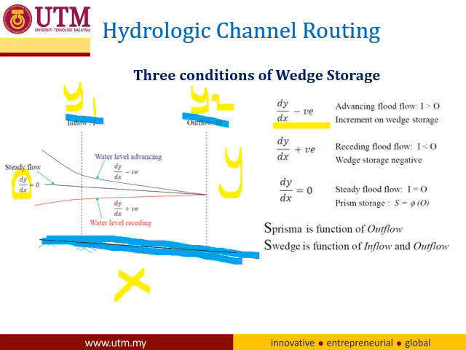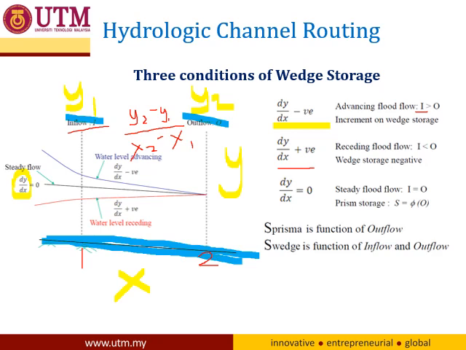Advancing flood flow. The inflow here is larger than the outflow. So dy over dx is y2 minus y1, divided by the difference in location, x2 minus x1. We can say this is 0.2 and this is 0.1. So if the inflow here at 0.1 is larger than the outflow, which is at 0.2, dy over dx will be negative, because y2 minus y1 will be negative, because y1 is larger.